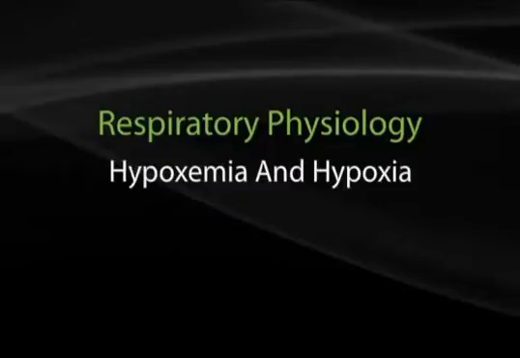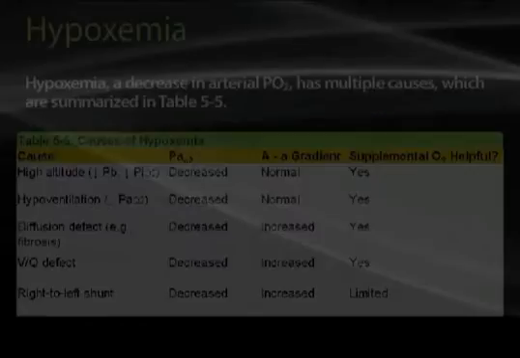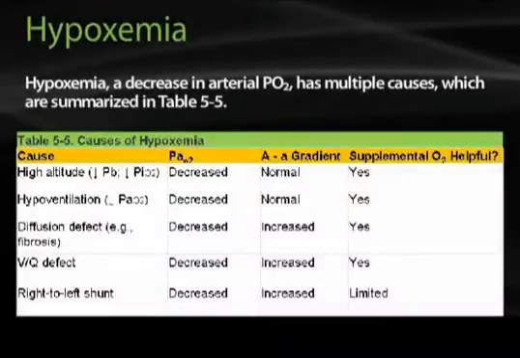As in the last section when we looked at some integrated examples, we're going to look at the coordinated response of the respiratory system to hypoxemia and hypoxia, specifically what causes it and what we do to adapt to it. Hypoxemia refers to a decrease in the arterial PO2. It's got multiple causes. These are summarized in Table 5.5, and if you're following along in the text, this is page 230. High altitude, hypoventilation, diffusion defects, VQ defects, and right to left shunt.